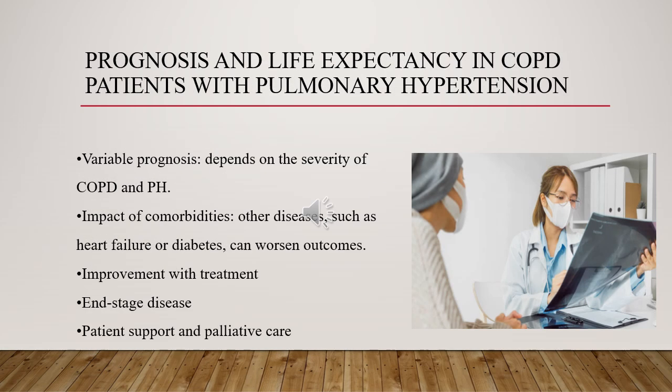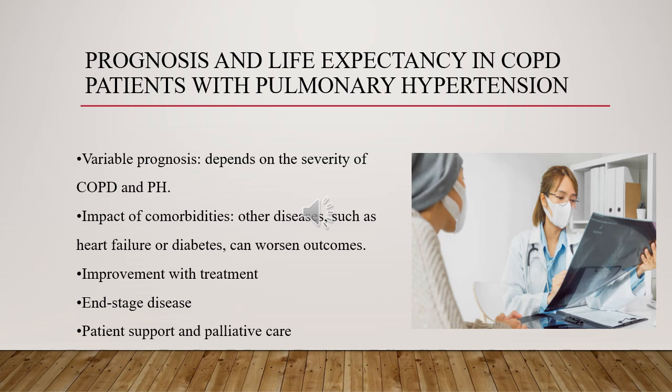Now let's go to prognosis and life expectancy in COPD with pulmonary hypertension. The prognosis for patients with COPD complicated by pulmonary hypertension is highly variable and depends on several factors, including the severity of both conditions. In general, the presence of pulmonary hypertension worsens the prognosis for COPD patients, with mortality rates being higher compared to COPD patients without pulmonary hypertension. The progression of both diseases can be slow, but as pulmonary hypertension advances, right heart failure, meaning cor pulmonale, can develop, leading to increased morbidity.